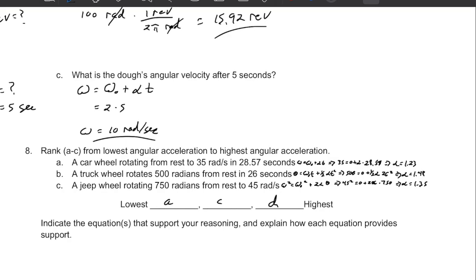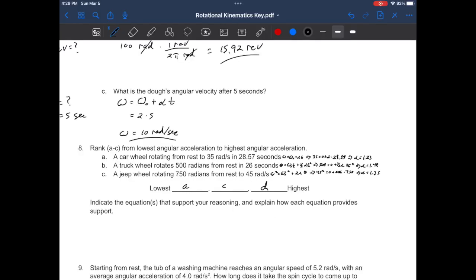It asks us to indicate the equations that support your reasoning and explain how each equation provides support. I'm just going to go ahead and list the equations for you. They're listed, but much too small to really read next to A, B, and C. And how do I explain how they provide me the best support? When I list my given, I have 3 known, and I'm looking for alpha in each. My kinematic equations are set up that if I have 3 known and 1 unknown, I choose the equation that works best for that situation.